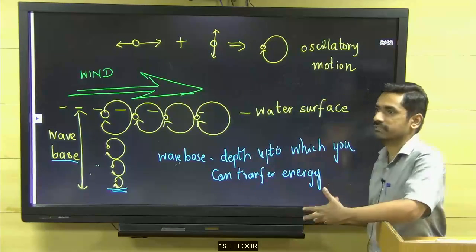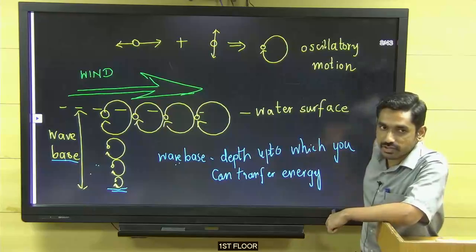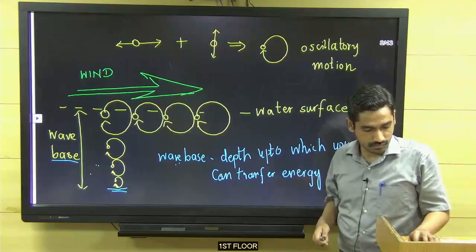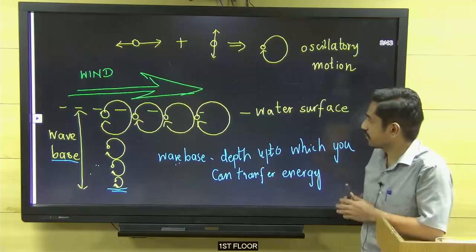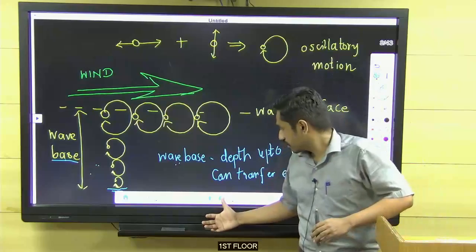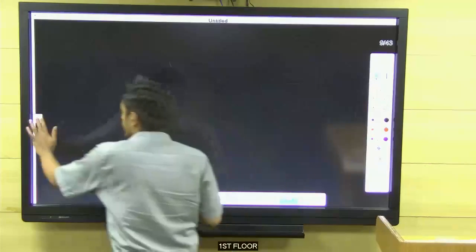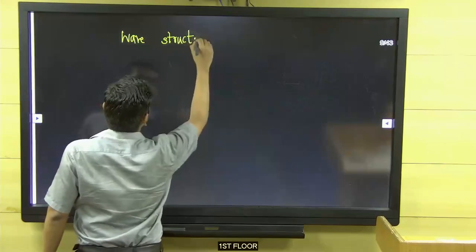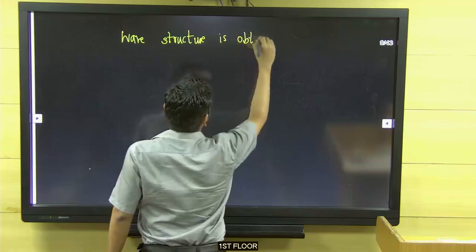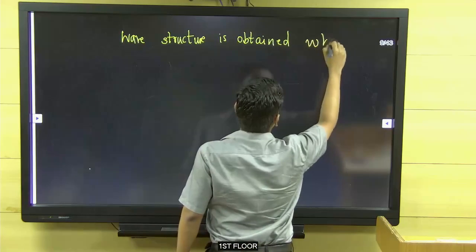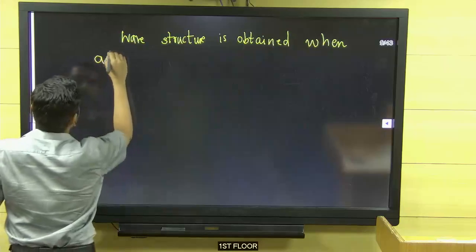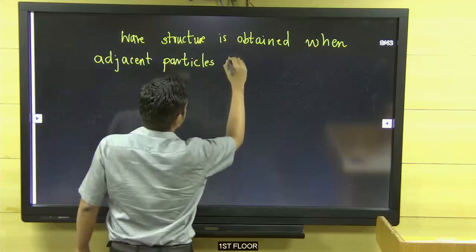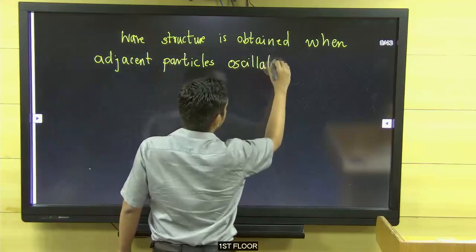Next, we look at the structure of the wave. Why do you have something called wave structure? This doesn't explain structure properly, isn't it? Now, wave structure is obtained when adjacent particles oscillate alternately.